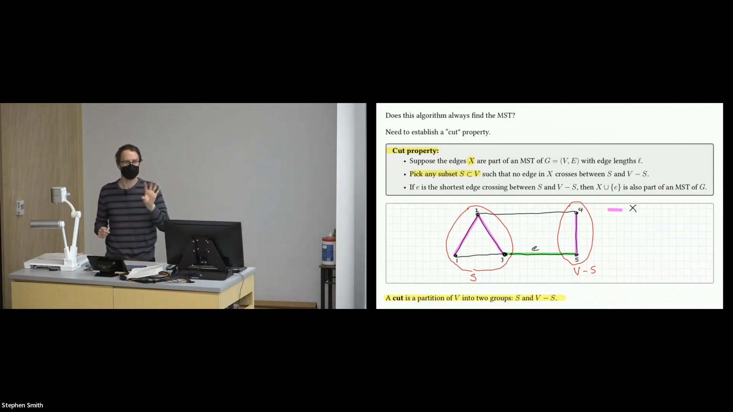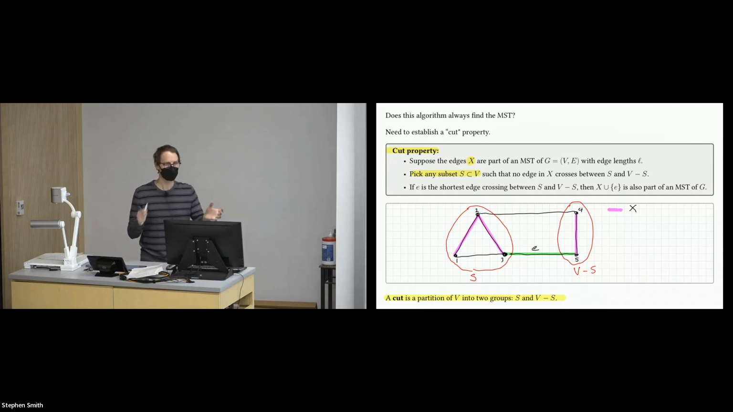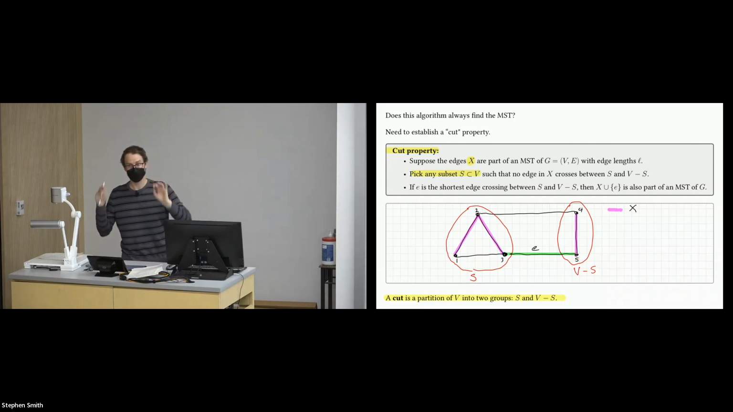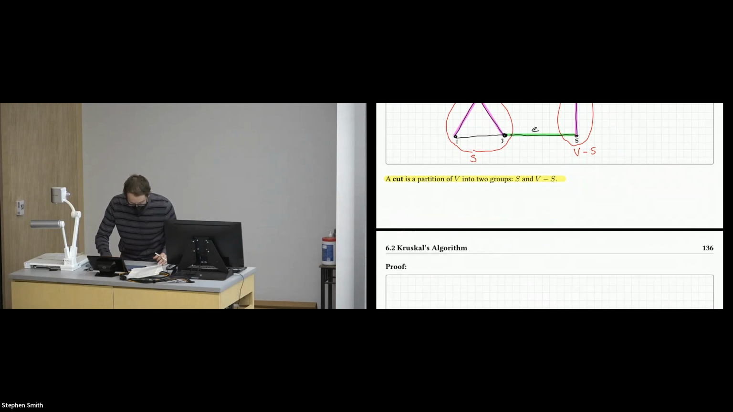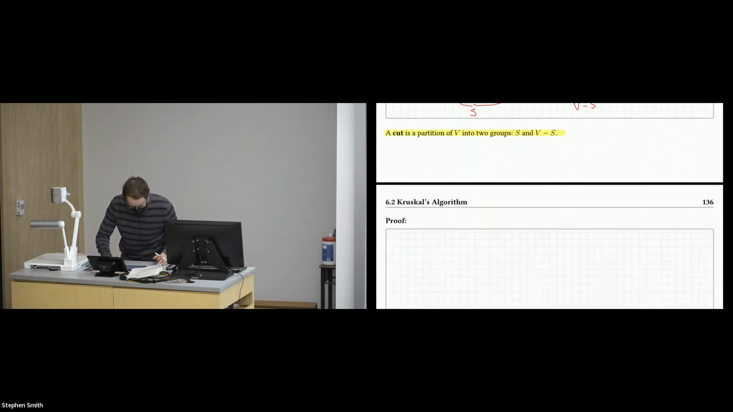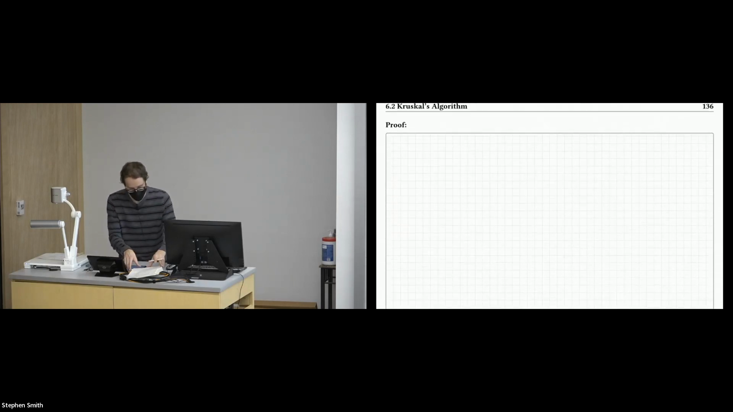This is why I think the statement is a little bit confusing, because we've got this set of edges, we've got these sets of vertices, and then we're talking about this cut, crossing it, and so on. So let's now try to prove this. And the proof isn't too bad.